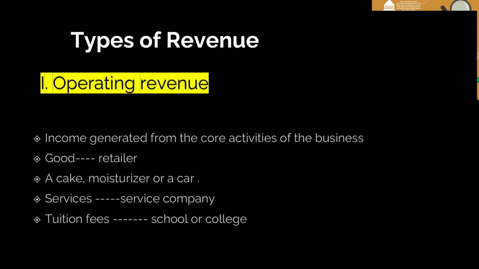Next slide tells us about the types of revenue. So we have generally two types. The first type among them is the operating revenue. Now the operating revenue is simply the income generated from the core activity of the business.